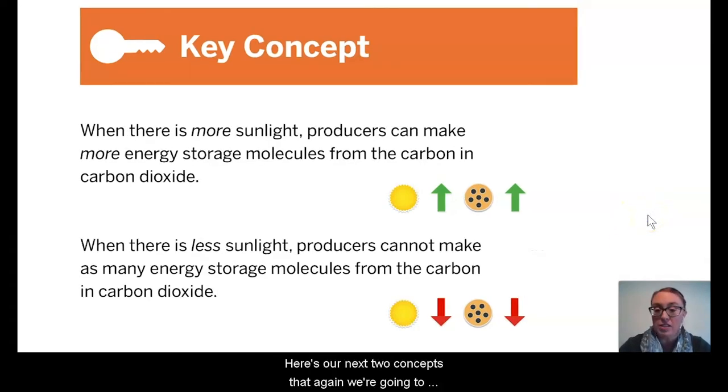Here are our next 2 concepts that again, we're going to write down on our paper. Pause the video to give yourself time to do that. And again, I encourage you to record the image as well, because that helps us connect what we're seeing in these ideas to our sim and our models. So our third key concept for today that we're writing down states that when there is more sunlight, producers can make more energy storage molecules from the carbon in carbon dioxide. And again, when there is less sunlight, producers cannot make as many energy storage molecules from the carbon in the carbon dioxide.